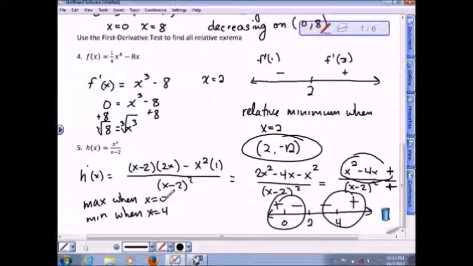And then we have to plug these values into the original function to figure out the point on the graph. So when x equals 0, h of x is equal to 0. So that point is 0, 0. When you plug a 4 into the original function, 4 squared is 16, and 4 minus 2 is 2, 16 over 2 is 8. So the point is 4, 8.